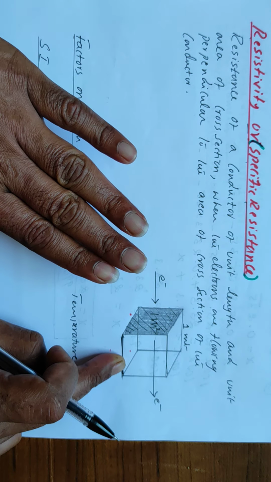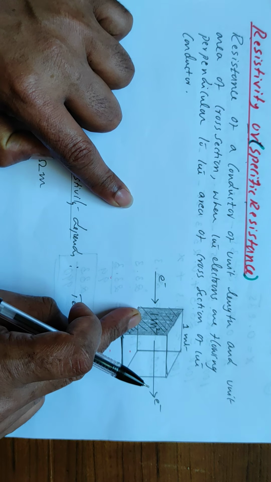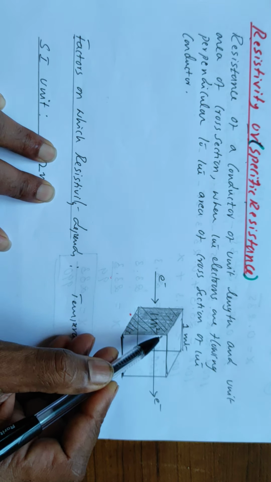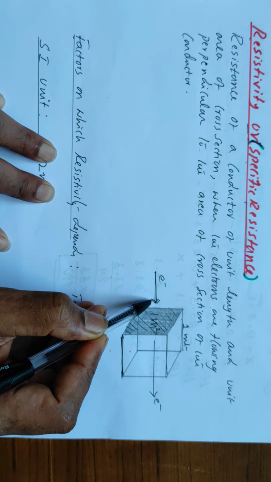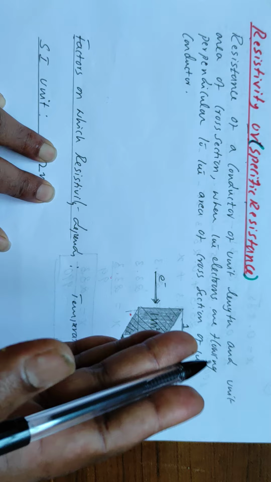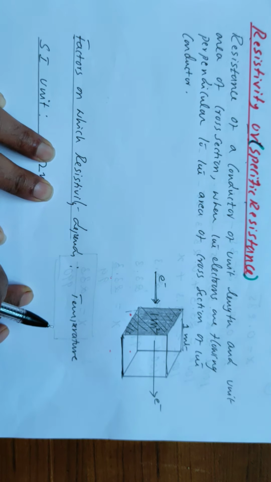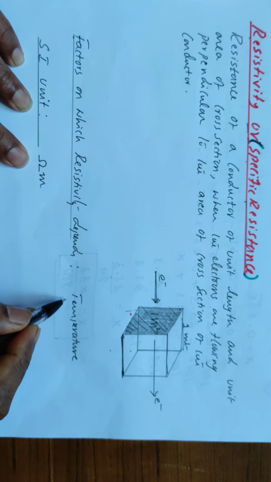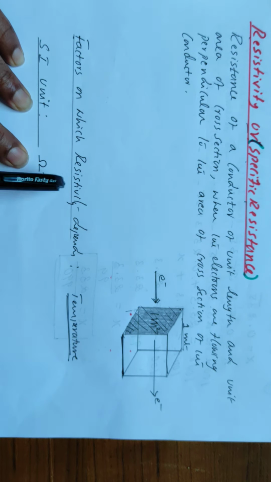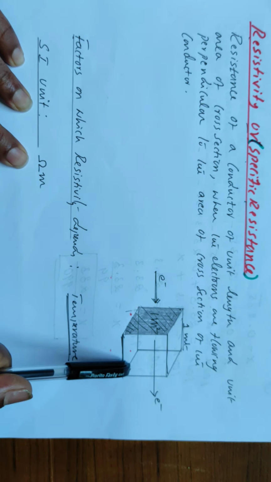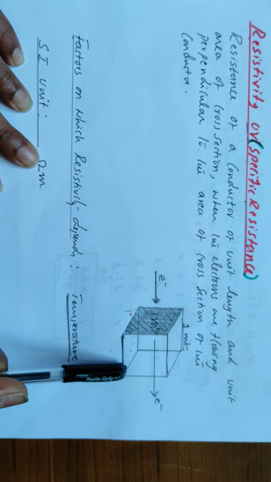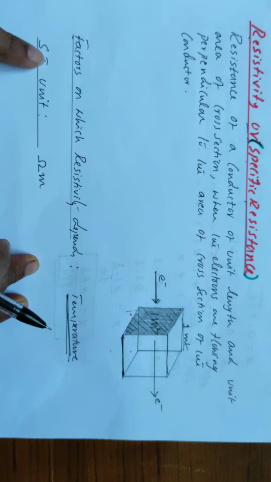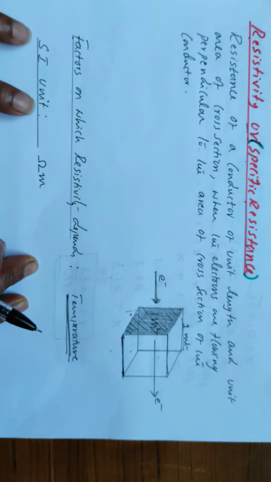So resistivity is nothing but resistance only. Resistance offered by a conductor of unit length and unit area of cross section when the electrons are flowing perpendicular to the cross sectional area. That's all. Next, what are the factors on which resistivity depends? Resistivity depends only on temperature. It does not depend on length or area of cross section because it is specific, that means it is for unit length and unit area of cross section. The SI unit of resistivity is ohm meter.